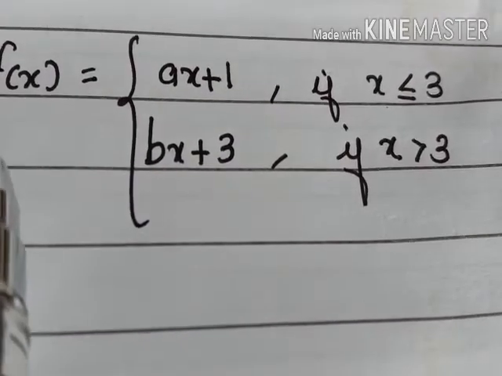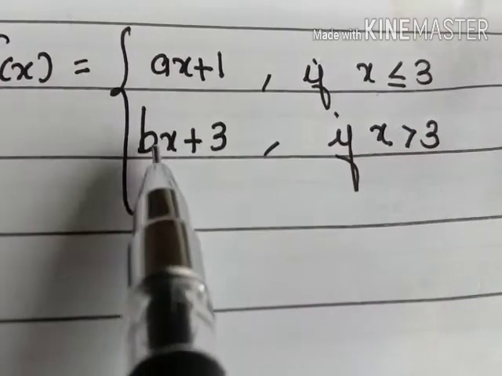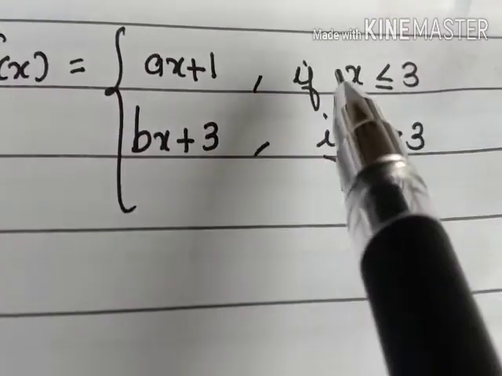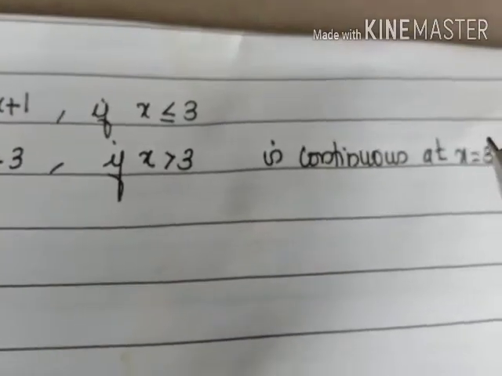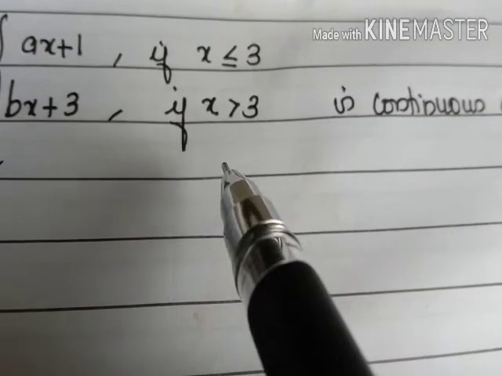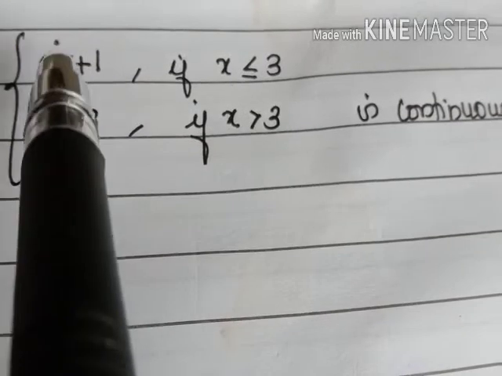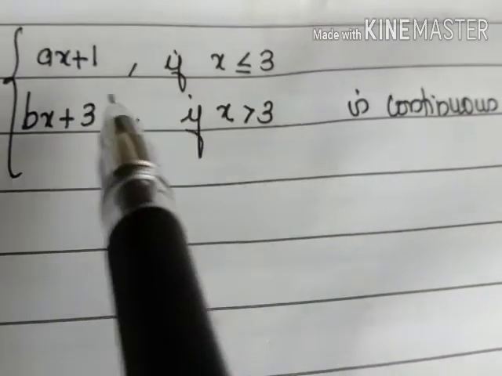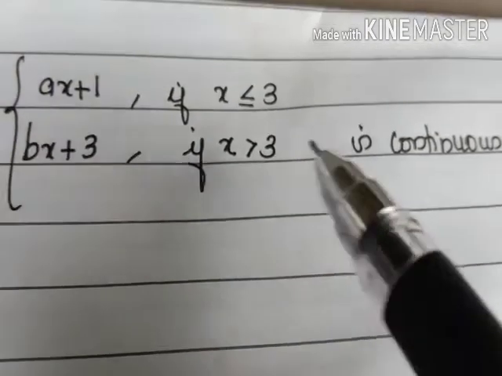Another example: f of x equal to ax plus 1 if x is less than or equal to 3, and bx plus 3 if x is greater than 3. In this question, it is already given that f of x is continuous at x equal to 3. We want to find the relationship between a and b. That is the question. We want to find the relation between these two unknowns a and b.